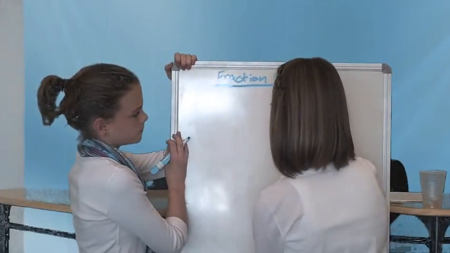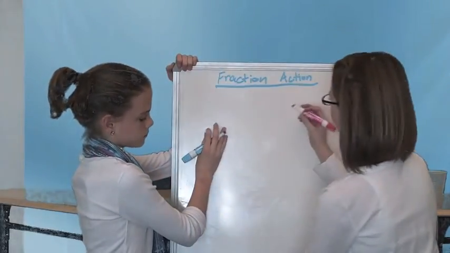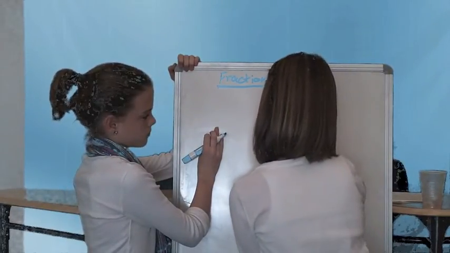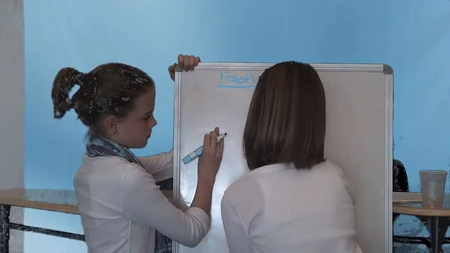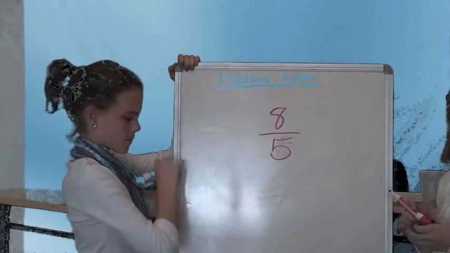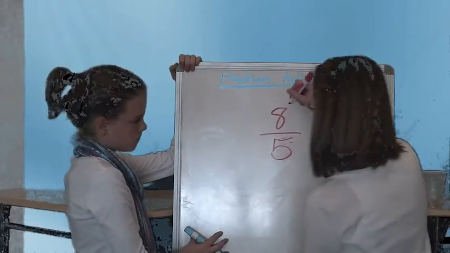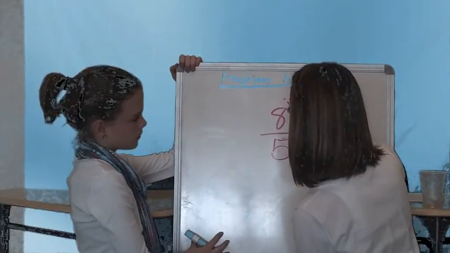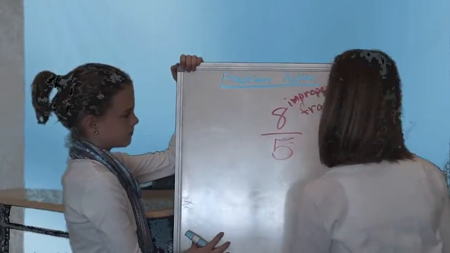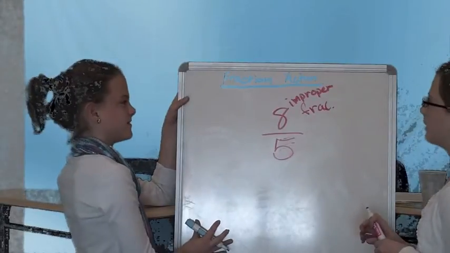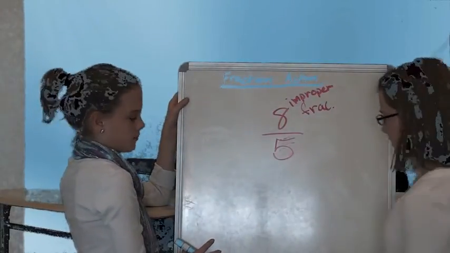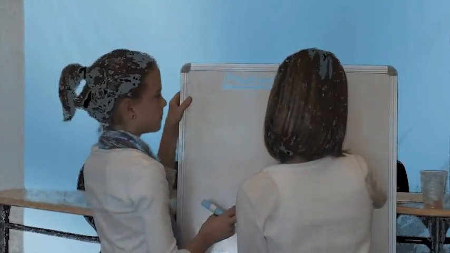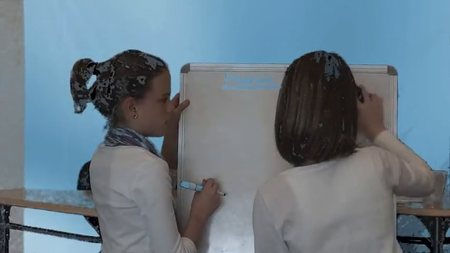An improper fraction, let's see. Okay, so an improper fraction, let's do 8/5. Okay, 8/5 is considered an improper fraction. So that's an improper fraction. Mackenzie will show us how to change a mixed number into an improper fraction, and then I'll show you how an improper fraction is changed into a mixed number.